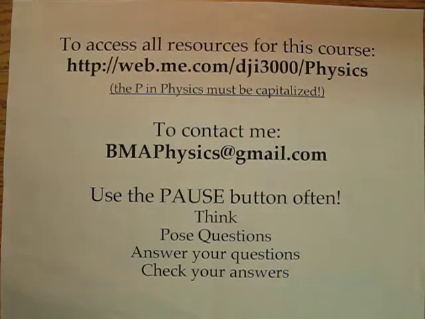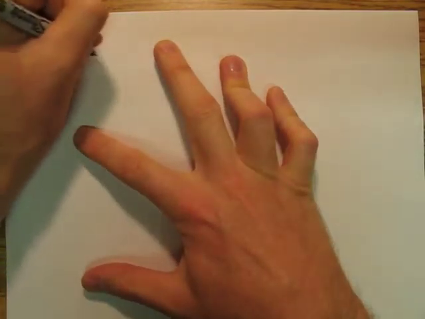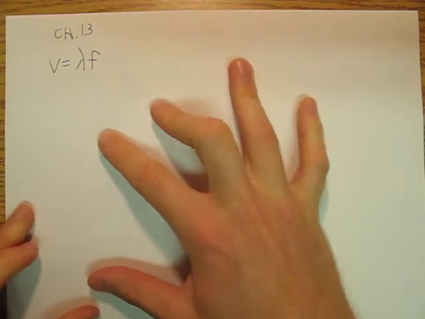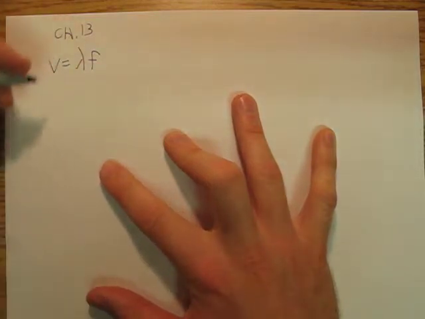This is the first video in chapter 13, and we're going to spend most of 13 talking about mirrors, but we're going to do a little bit of back to the future and look backwards here. We're going back to v equals lambda f, and we sort of did this one in chapter 12, but we're going to do it again.